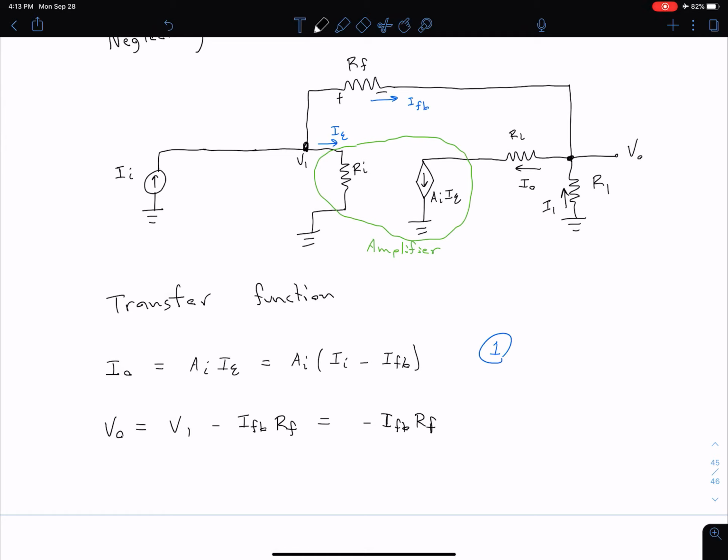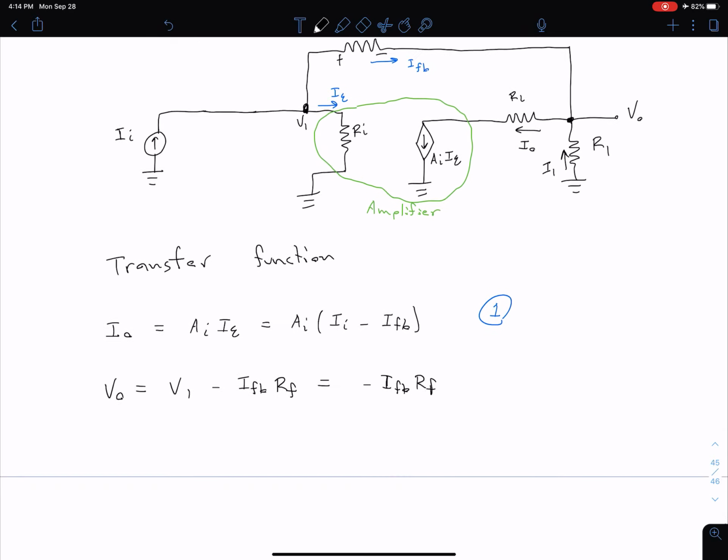And so what we can do from here is we see we have this IFB, so now we're trying to think how can we get that in terms of a V out, or sorry, an I out or an I in, so we can put it into this equation 1. So let's look now at our current I1, and once we know I1, we can relate that and our IF and IFB via KCL and substitute the result into our equation 1.